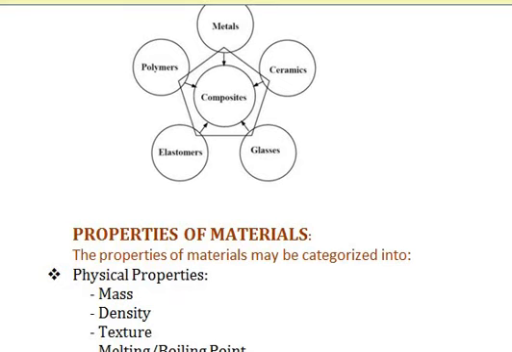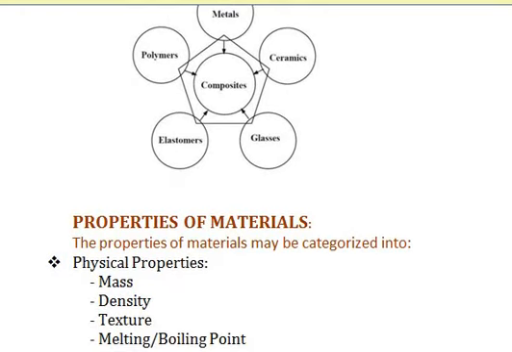So here we're going to look at each of them and have a brief discussion or list out some examples. So first we have physical properties of materials. Each material, even when you don't analyze it in a lab or anything, you can deduce some properties that can be seen physically, such as the mass of the material, the density, its texture, how it feels, and of course its melting or boiling point.